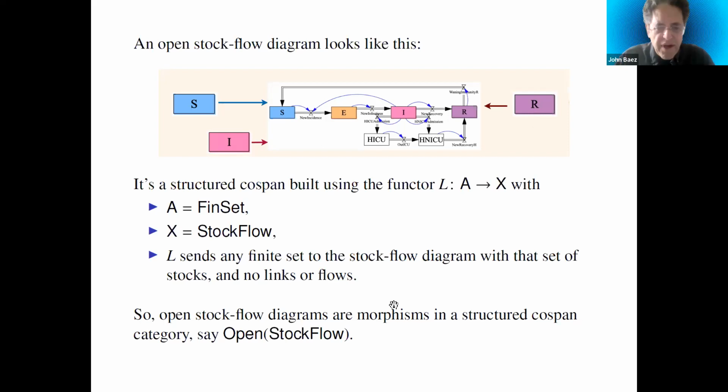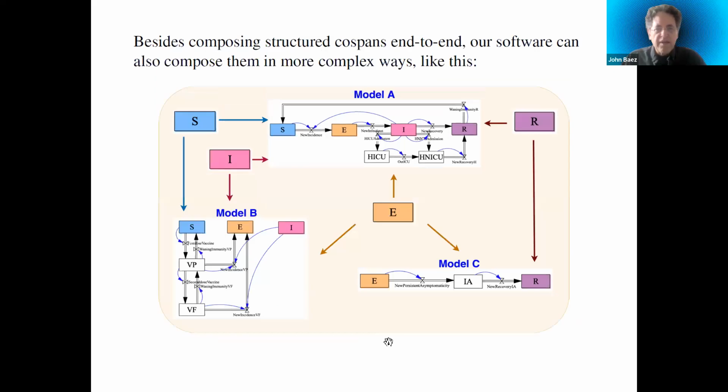So open StockFlow diagrams are going to be morphisms in a structured cospan category, or really double category, which I'll call open StockFlow. I'll think of it as a category for now. So you can compose them. Yay, it's a category, you can compose things. But besides composing structured cospans end to end, our software can also compose them in more complicated ways that are more useful than just being limited to end-to-end composition.